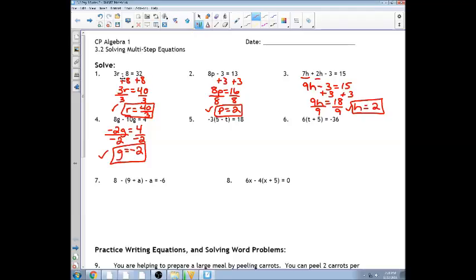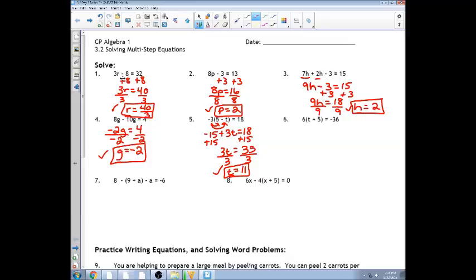Number 5, the first step is going to be to distribute. Because there's nothing I can do inside the parentheses, I'm going to go ahead and distribute the negative 3 to the 5 and to the negative t. So it would be negative 15 plus 3t is equal to 18. Add 15. 3t would equal 33. Divide by 3, divide by 3, t equals 11. We're good there.